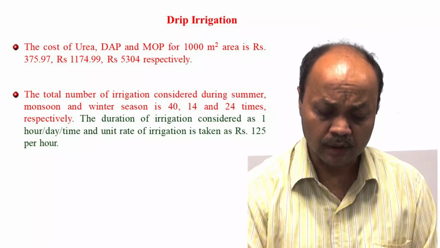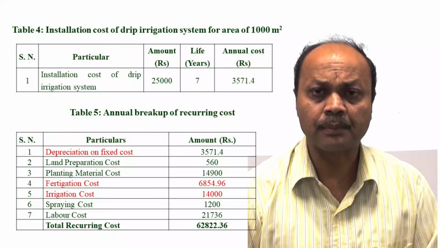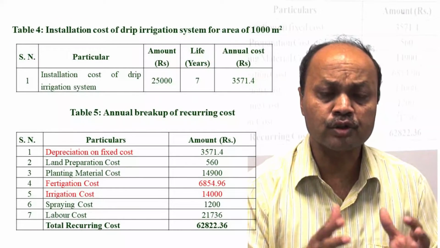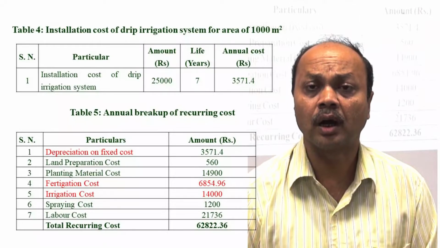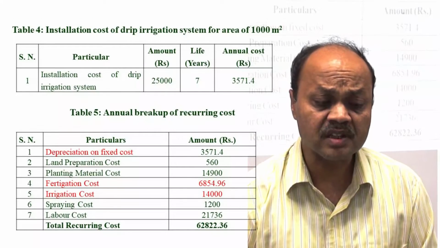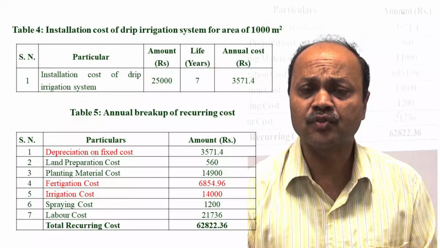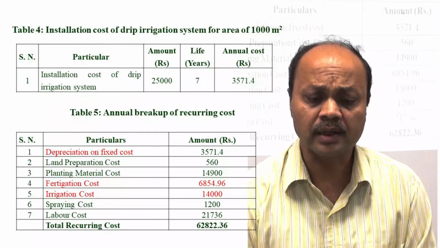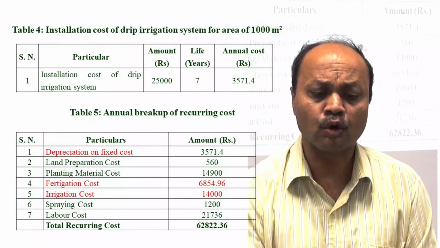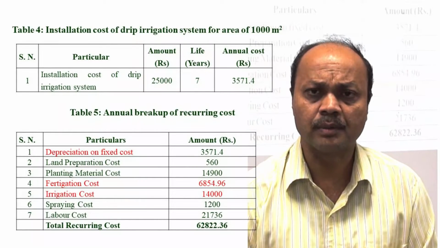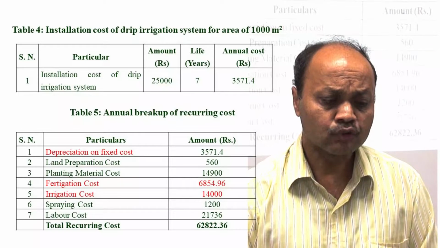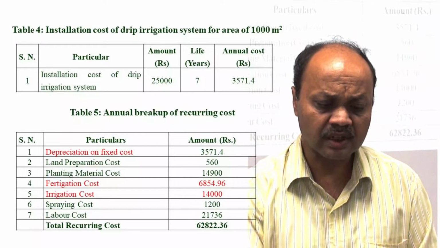So based on that, two parameters you have considered. Because you are cultivating the crops under a drip irrigation system, you have to install the drip irrigation system, and the average life varies, but on average you have taken 7 years here in this case. So the annual cost will be around 3,571 rupees. So you can see the annual breakup of recurring cost from this.